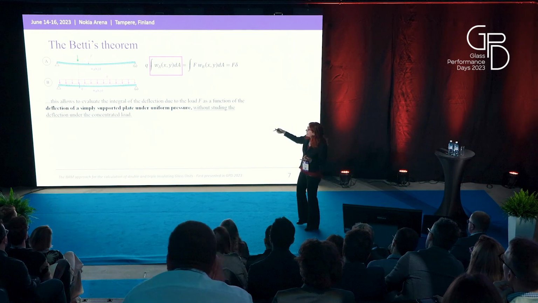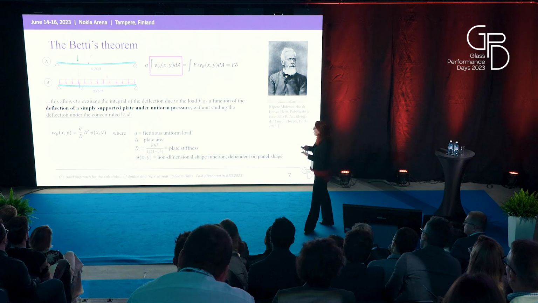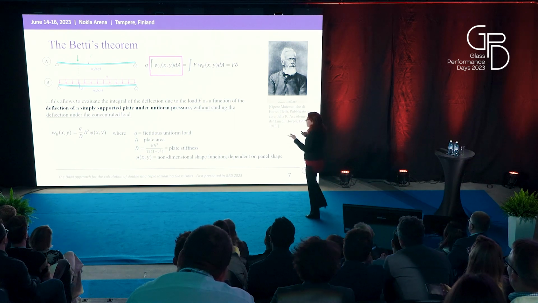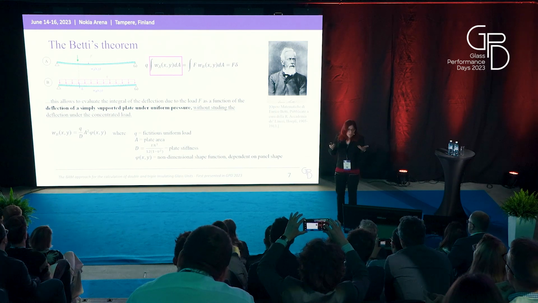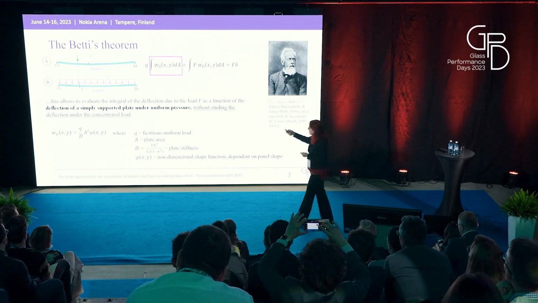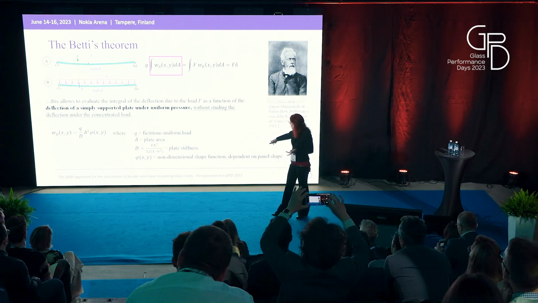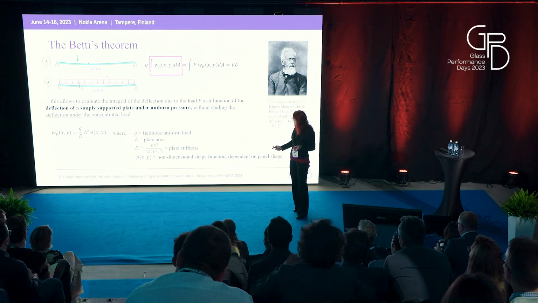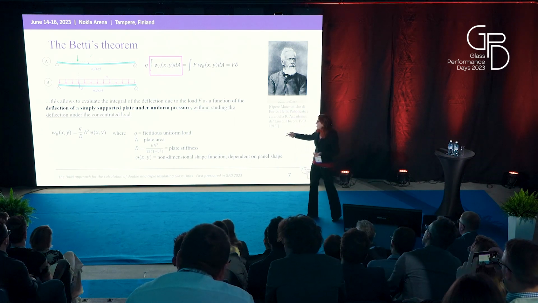Furthermore, the deflection in system B is very simple to evaluate because, as I said, it is simply the deflection of a simply supported plate under uniform load, and the solution is recorded in books. And this deflection may be written as a function of a non-dimensional shape function, phi, that only depends on the panel shape, as well as on the plate stiffness and area.